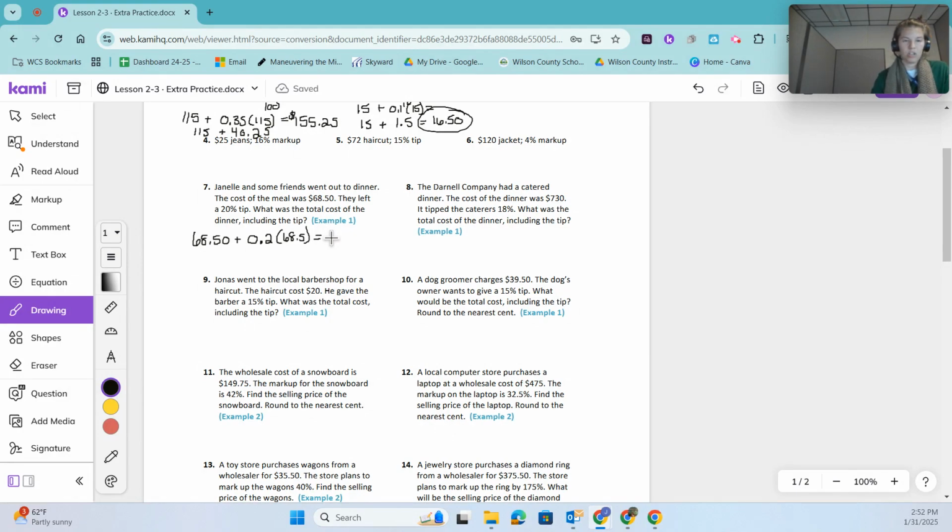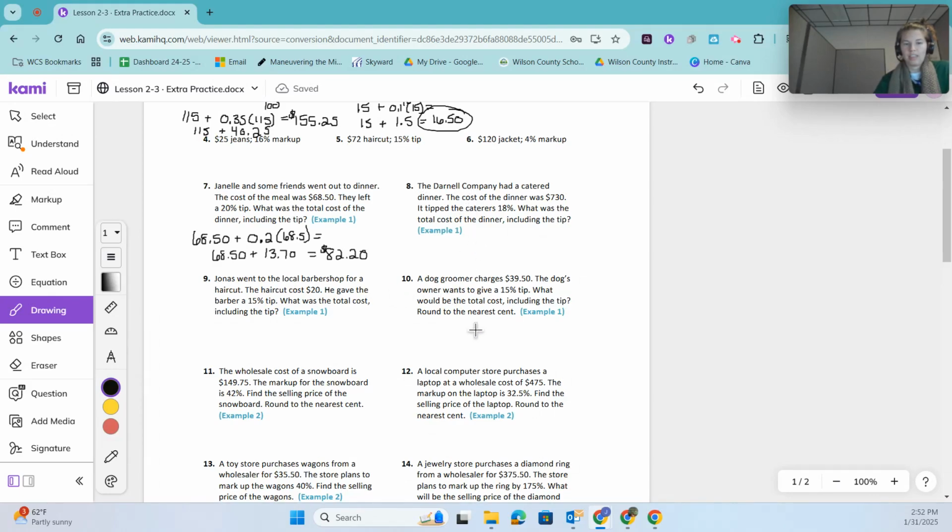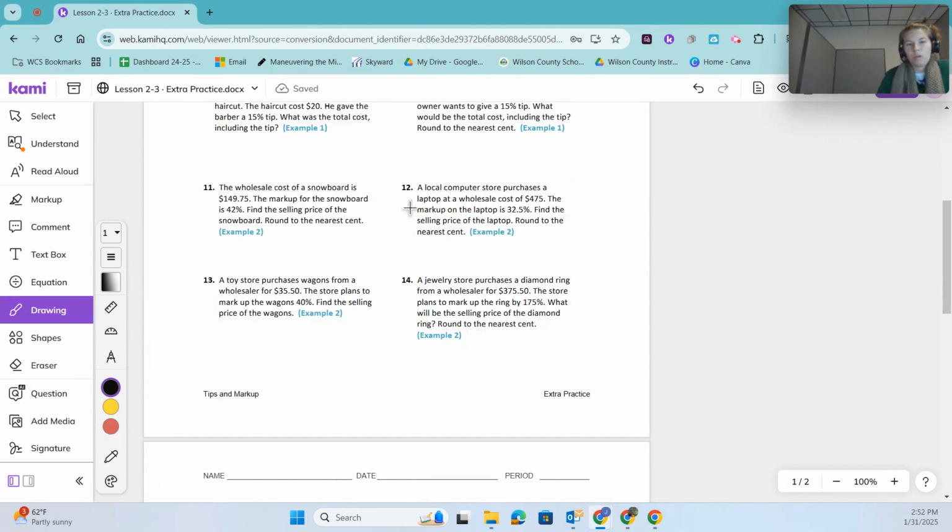So $68.50 times 20%, so that's going to be $13.70 plus that $68.50. That was our original cost of the meal. So you're paying $82.20 after the tip. So a couple more that you can try on your own just like that. Then here's one with markup.